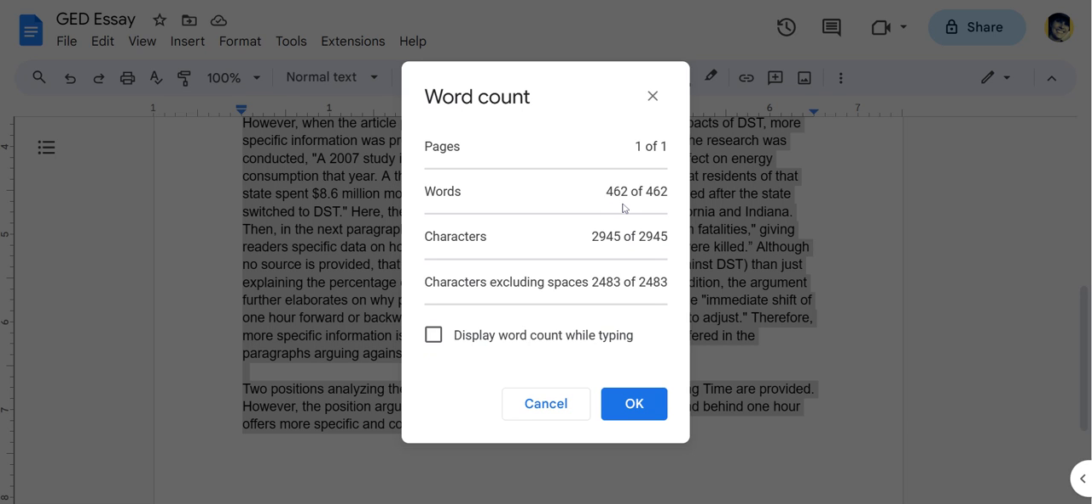So I have 462 words and a total of 2,945 characters, excluding the spaces, 2,483 characters. So again, it's giving you a heads up on how many words we're looking at here, how many characters we're talking about here. So just keep that in mind, writers, to give you some quantitative data as far as the length of time it took me to set all this up.